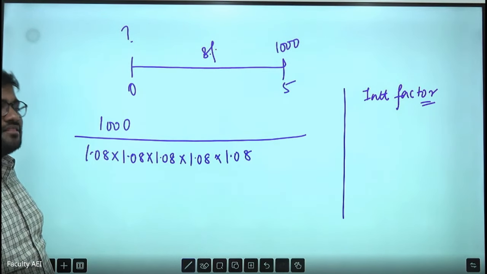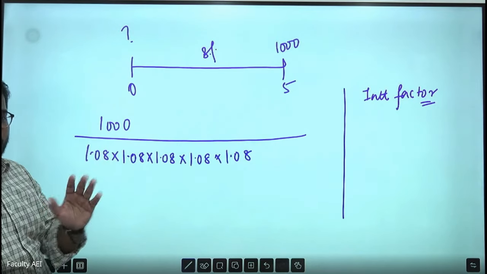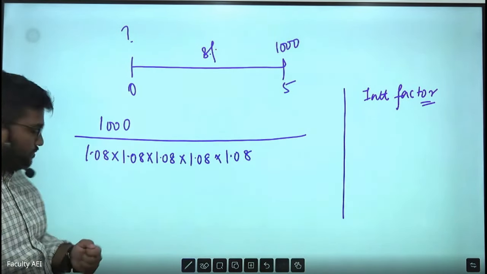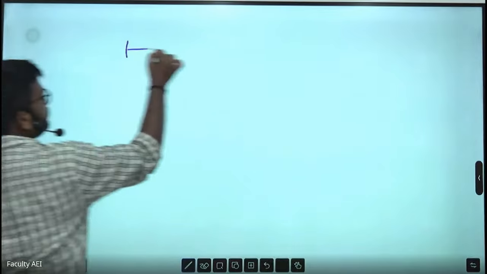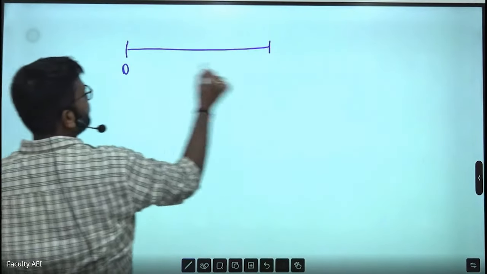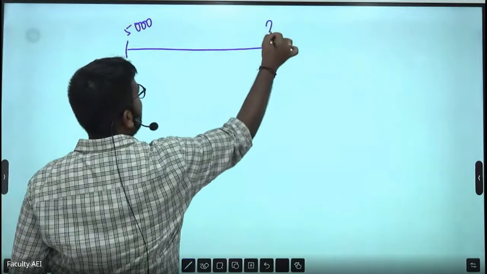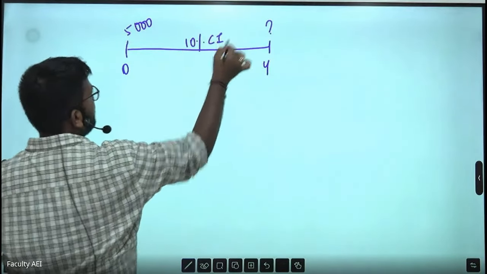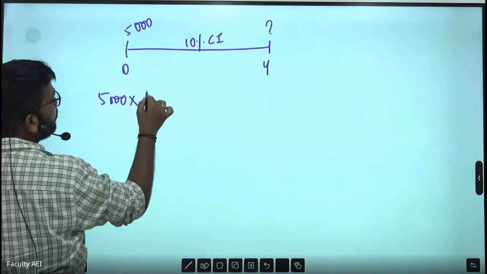It's a very simple thing. You keep on multiplying if you want to accumulate. You keep on dividing if you want to take the present value out. Much of the use is only compound interest for you. You need to calculate the accumulated value and 10% is the compound interest. So what you are going to do is 5000 into 1.1.